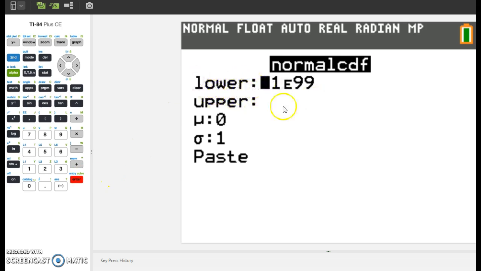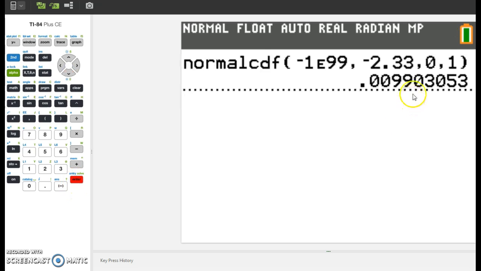So we're going to start at the lower end of the curve, which is a very small number, negative 1 E99. Right, so it's negative 1 times 10 to the 99th. That's a very large number in the negative direction, very far out in the curve. And we're going to run that up to our negative 2.33. And our theoretical mean is 0, and our theoretical standard deviation is 1. Why? Because we standardized. Okay, we changed it to a z curve. And when we paste that, we end up with the area that would be under the curve to the left of negative 2.33. This is a probability then.